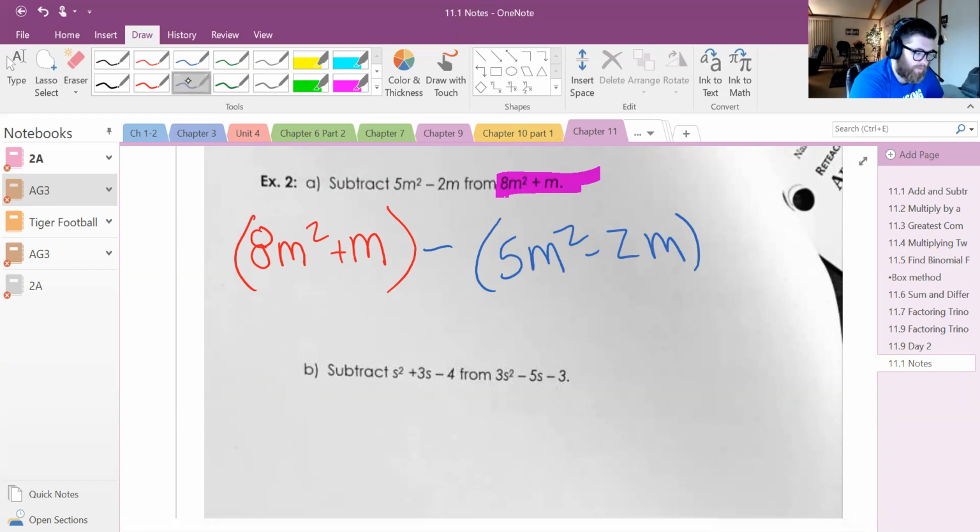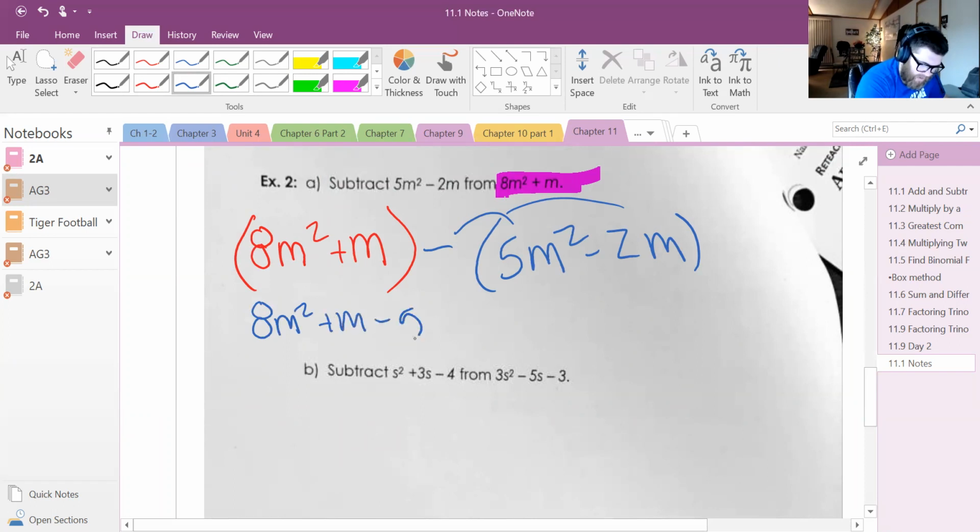Okay, first step you want to do is subtraction. You want to distribute and rewrite. So we have 8m squared plus m minus 5m squared, and then plus 2m. Okay, why is it plus? Because I distribute this negative to the negative 2m. 2 negatives make a positive. Okay, now just combine like terms.